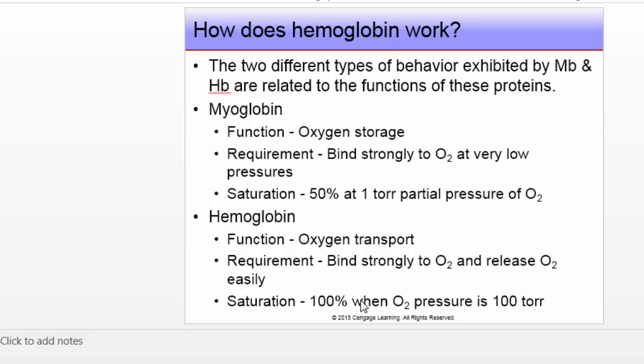So at the peripheral tissue like in muscle, the pressure is 20 torr and P50 for myoglobin is 1 torr. Whereas hemoglobin, for its oxygen transport function, requires that it binds strongly to O2 and releases O2 easily, and the saturation is 100% when the oxygen pressure is 100 torr.